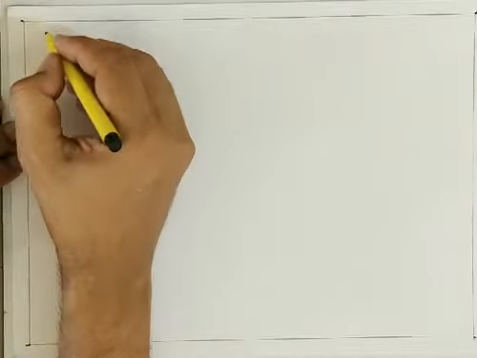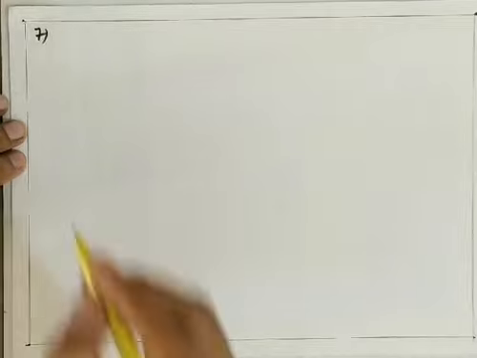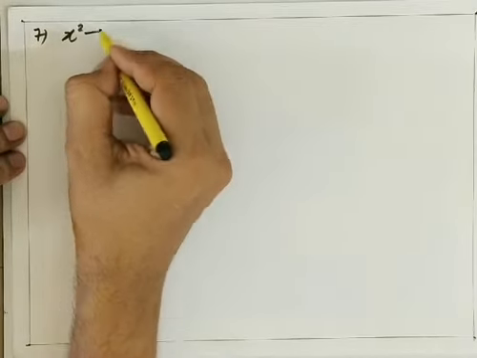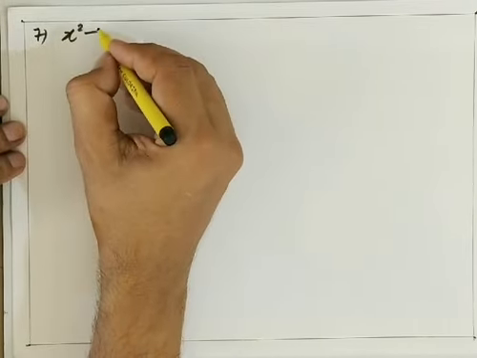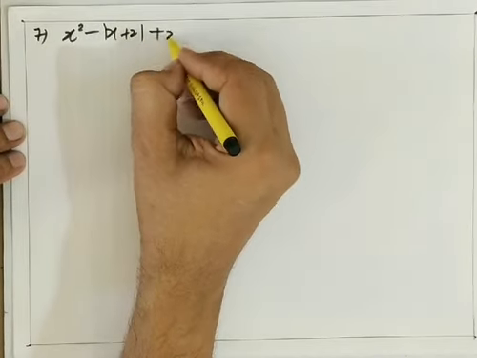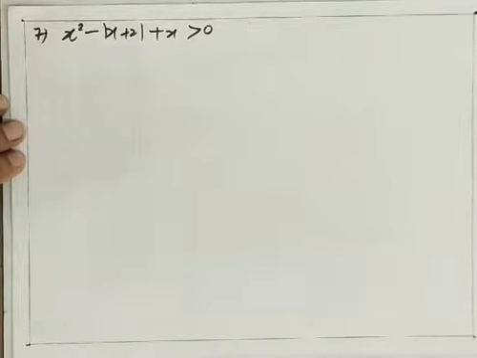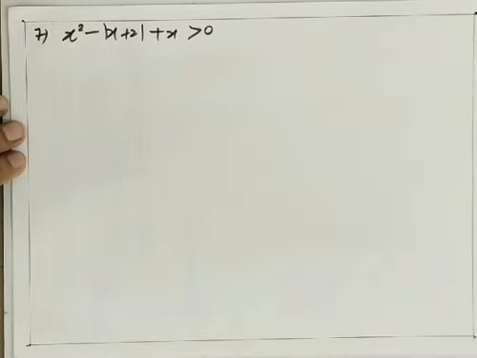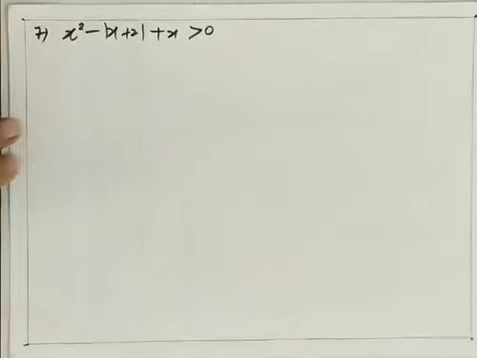Let's see the seventh question. The seventh question says x square minus mod of x plus 2 plus x should be greater than 0. Now we have to find the interval of x. Now here clearly two cases will be there.